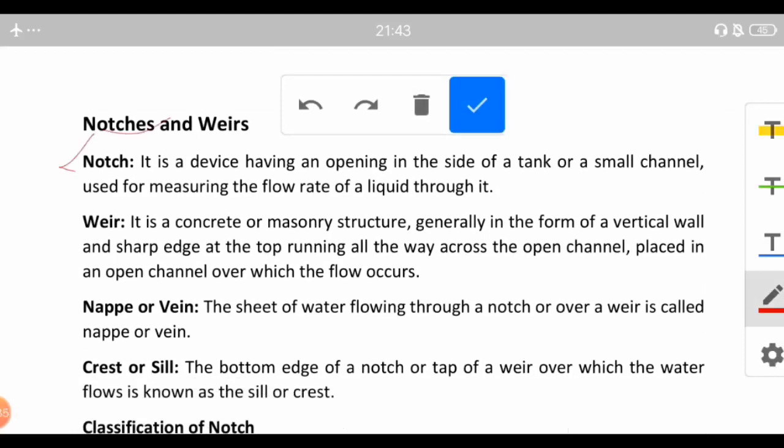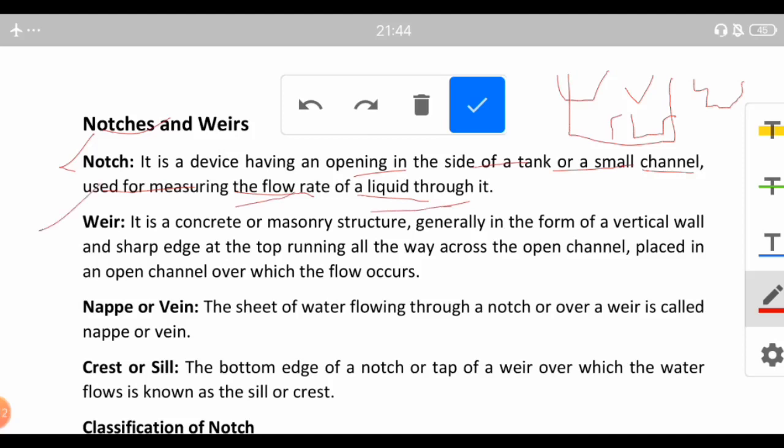A notch is a device having an opening in the side of a tank or a small channel, used for measuring the flow rate of a liquid through it. You have a tank, and at the side of it you will find this device fitted, and it can be of any shape like rectangular or triangular or even stepped or trapezoidal, and it is fixed with a small channel and used for measuring the flow rate of the liquid through it.